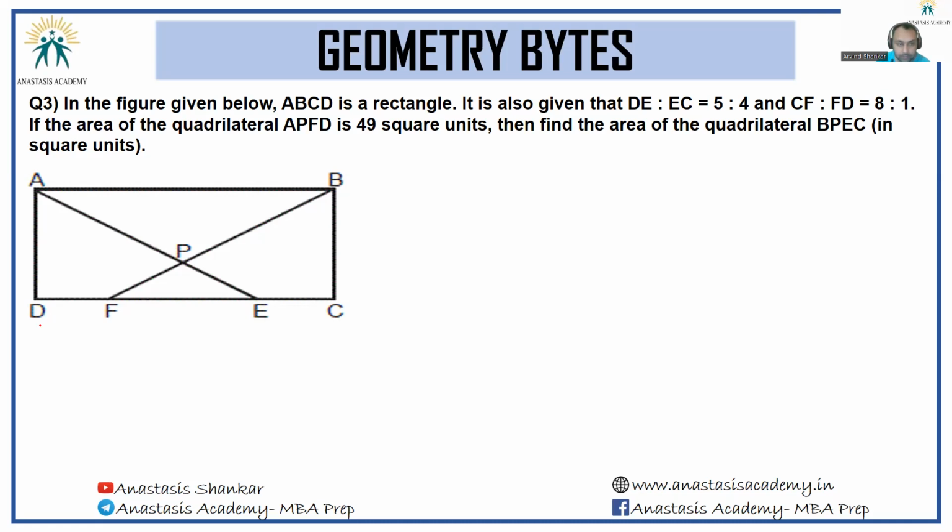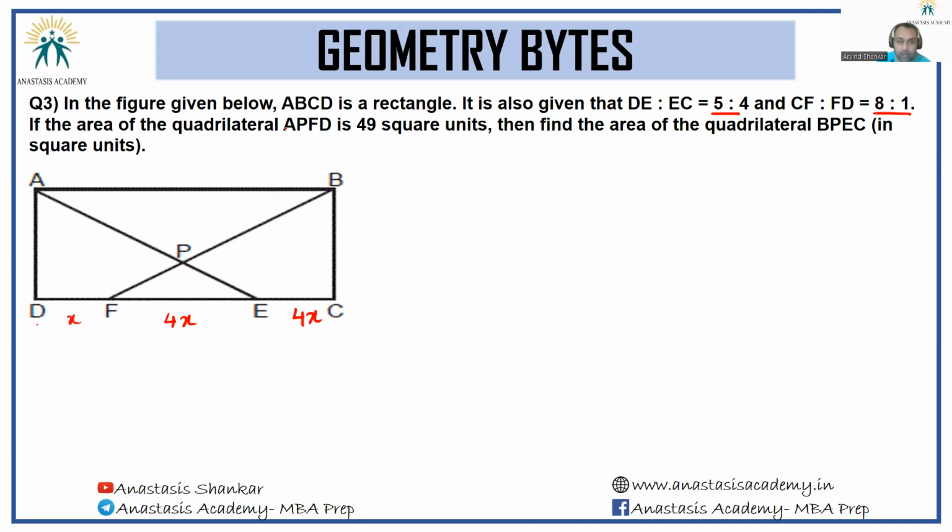Now see, we have been told DE to EC is 5 is to 4 and CF is to FD is 8 is to 1. Both of them add up to 9 units only. So can I go ahead and break it down as this is X, this is 4X, and this has 4x. Yes, our life should be simple. This is good enough.